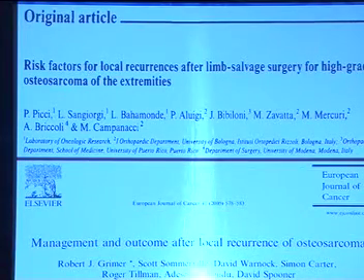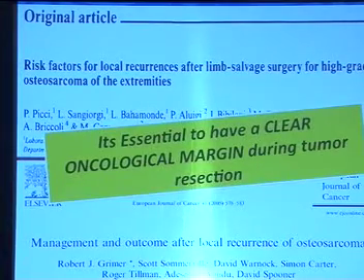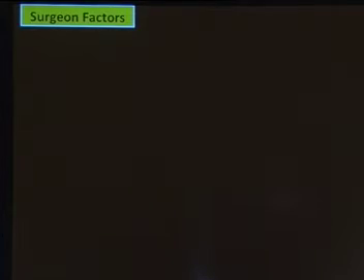Another paper by Grimer again shows that the single most significant factor affecting local recurrence is surgical contamination of the resected margins. So it is essential to have a clear oncological margin whenever you're doing tumor resection for limb salvage surgery.